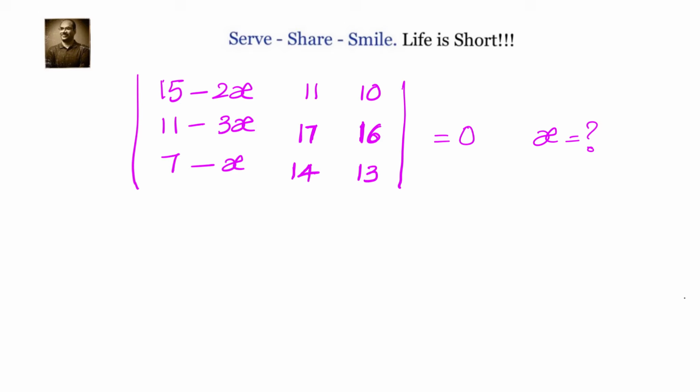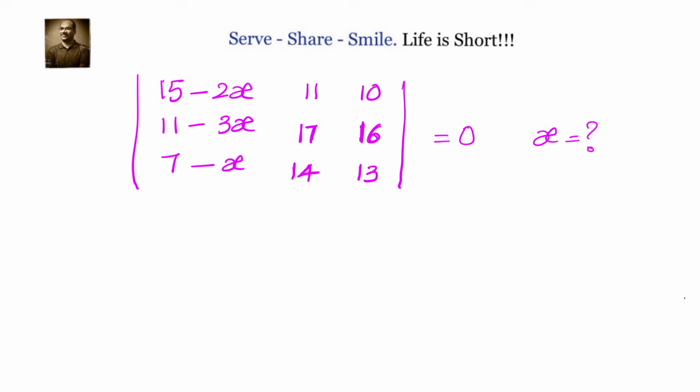To solve this determinant, we will use the properties of determinants, where we can apply transformations on columns and rows. Now, if you observe the second column and third column, you can see that they differ by a value of 1. That means if I apply the transformation C2 becomes C2 minus C3, then the second column will become 1, 1, 1.